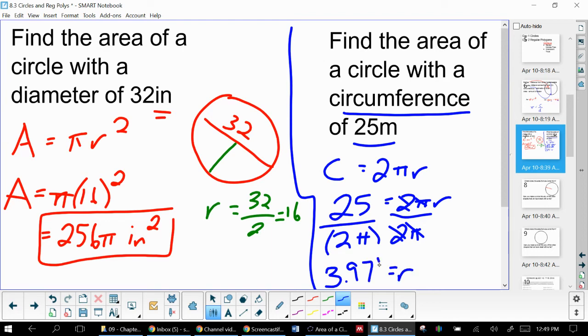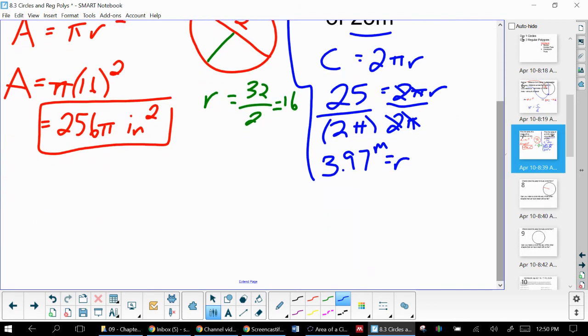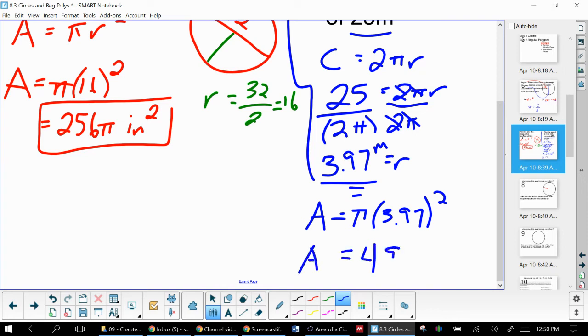And that's in meters. Now, once I know the radius, now I can go back and use that in my area formula. Area equals pi times 3.97 squared. And again, because this is a rounded number, there's no real good reason to leave this one in terms of pi. So I'm just going to go ahead and type that into my calculator. Pi times 3.97 squared. And my calculator is saying that that is 49.51. And this is in meters squared because this is an area.